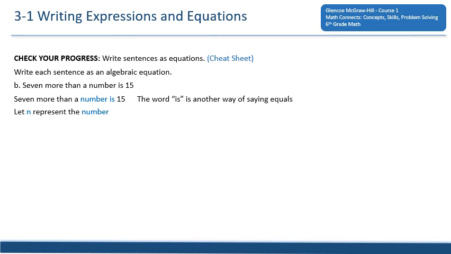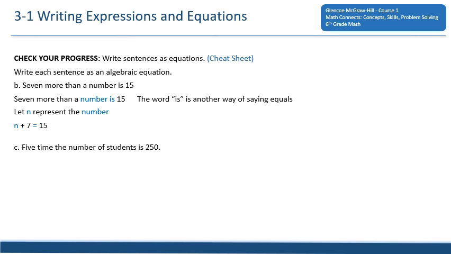So we'll let n represent the number, and we get n plus 7 equals 15, or n plus 7 is 15. 7 more than n is 15.